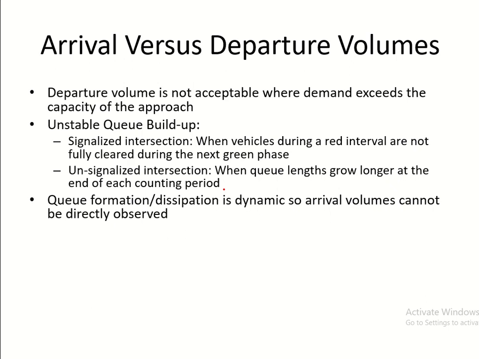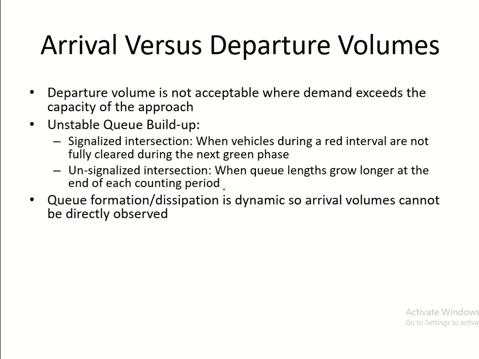So you count the number of vehicles in the queue. Now it is 5. After 10 seconds it becomes 7. After 10 more seconds it becomes 10. Then after 10 seconds it becomes 15. So every time the value is increasing. This is an indication that demand is over capacity on this unsignalized intersection, and then you should estimate arrival volume for the demand. Okay.